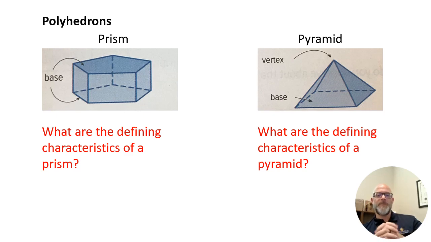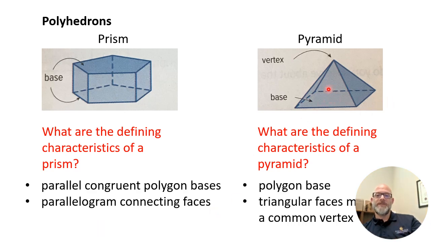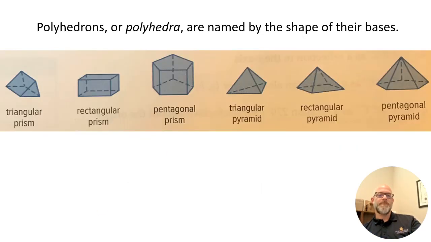All right, so what'd you come up with? A prism has 2 congruent polygon bases, and it has lateral faces that are parallelograms. Parallel congruent polygon bases and parallelogram connecting faces. How about the pyramid? Defining characteristics: polygon base and triangular faces with a common vertex, sometimes called an apex. All right, polyhedrons, or as we might call them polyhedra, are named by the shape of their bases.